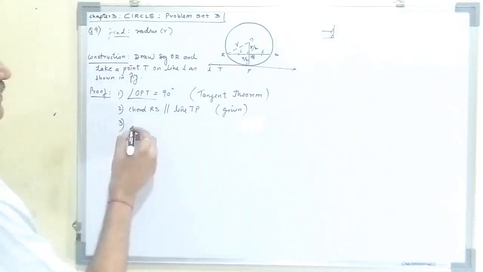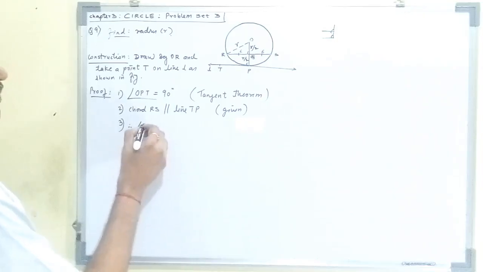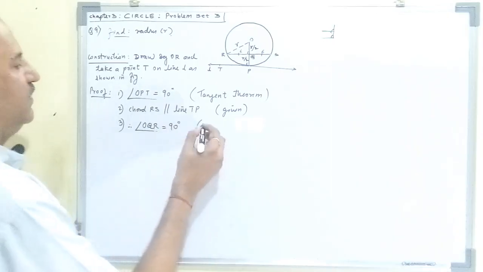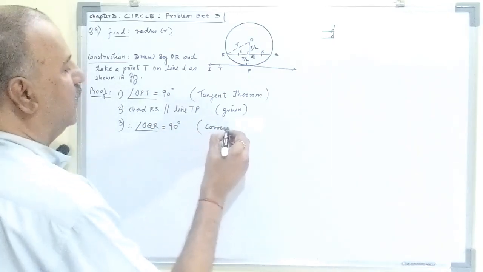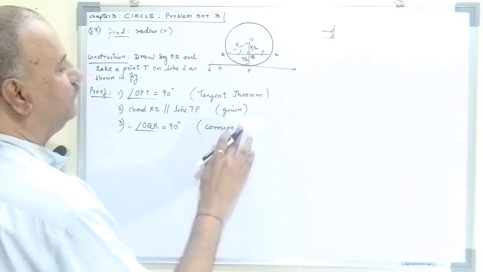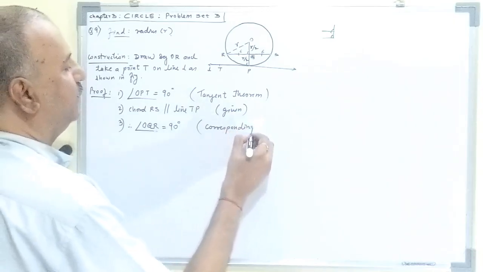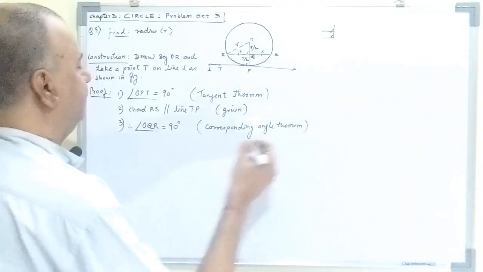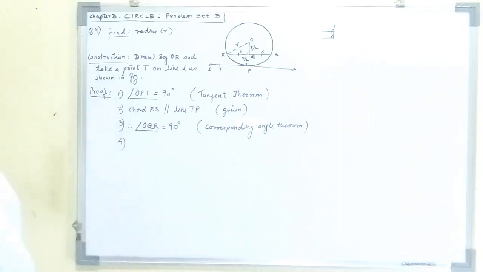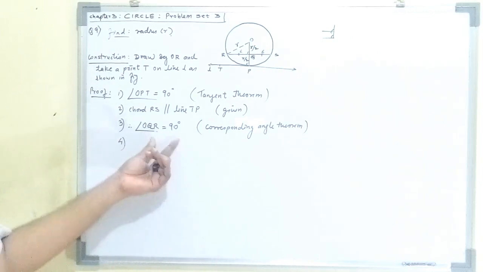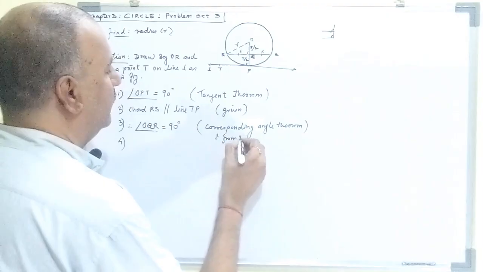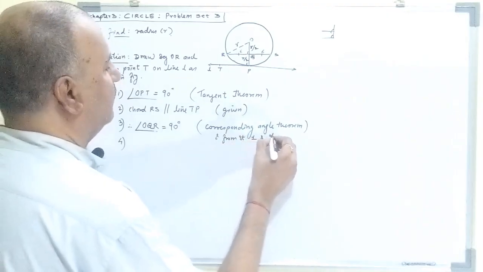So corresponding angle से, therefore angle OQR also will be equal to 90. Corresponding angle theorem. Okay, now this shows, so that means ये angle 90 है तो ये angle 90 हो जाएगा. और लिखो यहाँ, and from statement number 1 and statement number 2.